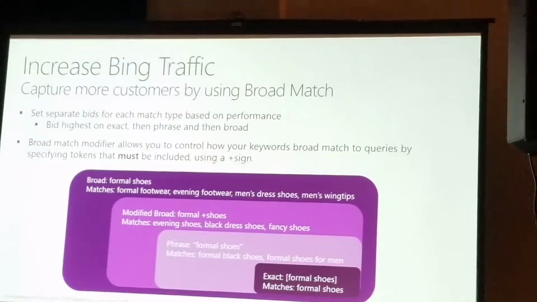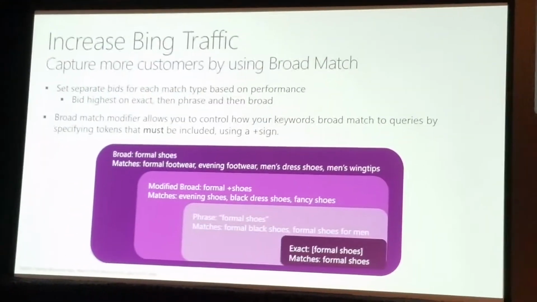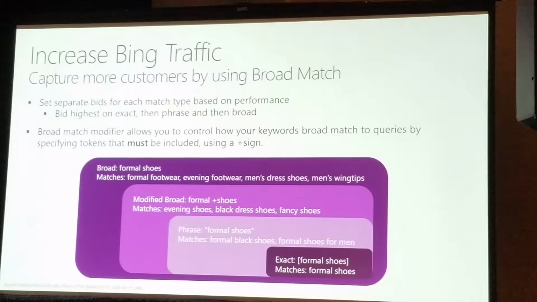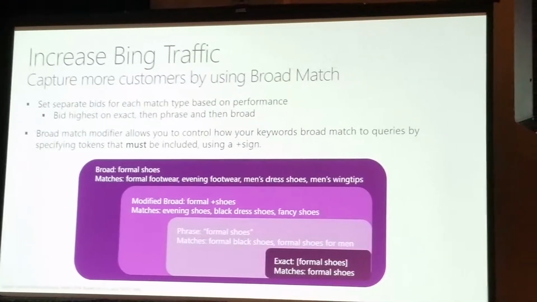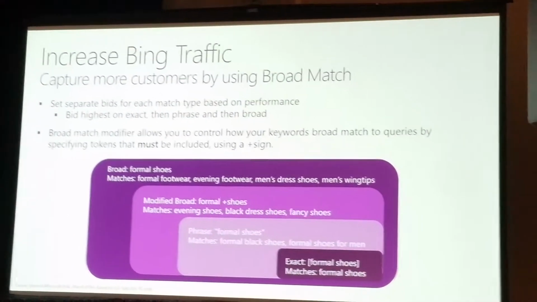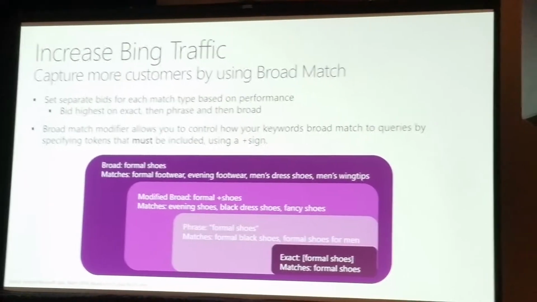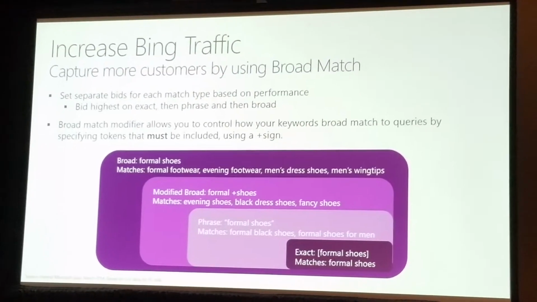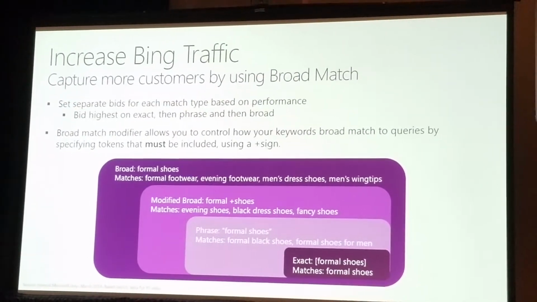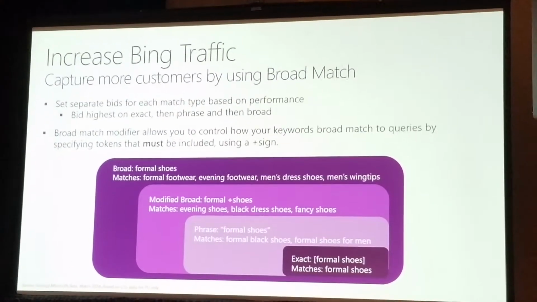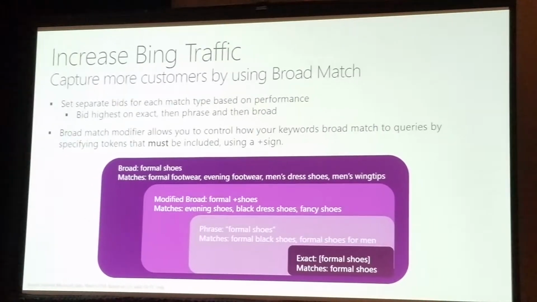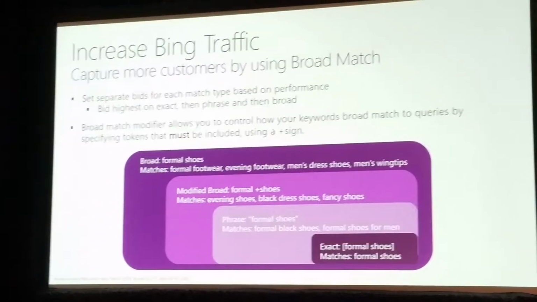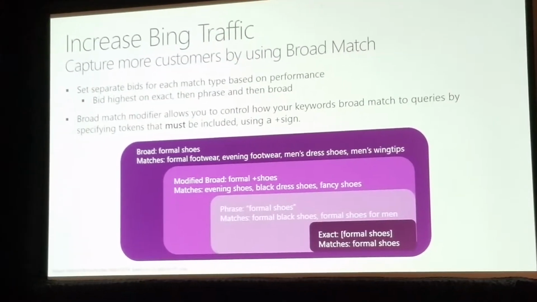So broad match modifier allows you to control how your keywords match to queries by specifying words that have to be part of that search query. For example, if my exact query is formal shoes, and I did a broad for formal shoes, anything with the word shoes or with the word formal could be a part of the results. But I want to make sure that somebody searching for formal dresses is not going to find my formal shoes as part of my broad match strategy, let's say.